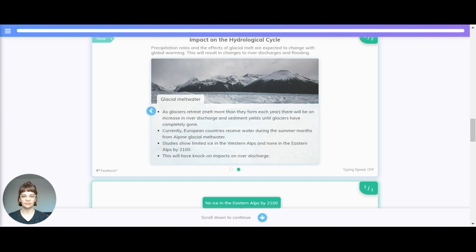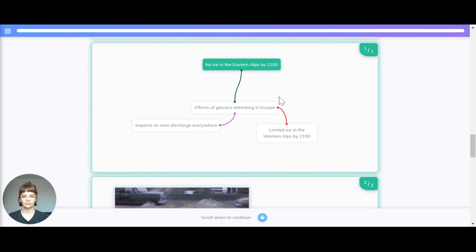Glacial meltwater. As glaciers retreat, meaning that they melt more than they form each year, there will be an increase in river discharge and sediment yields until glaciers have completely gone. Currently, European countries receive water during the summer months from alpine glacial meltwater. There will be limited ice in the Western Alps and none in the Eastern Alps by 2100. This will have a knock-on impact on river discharge.